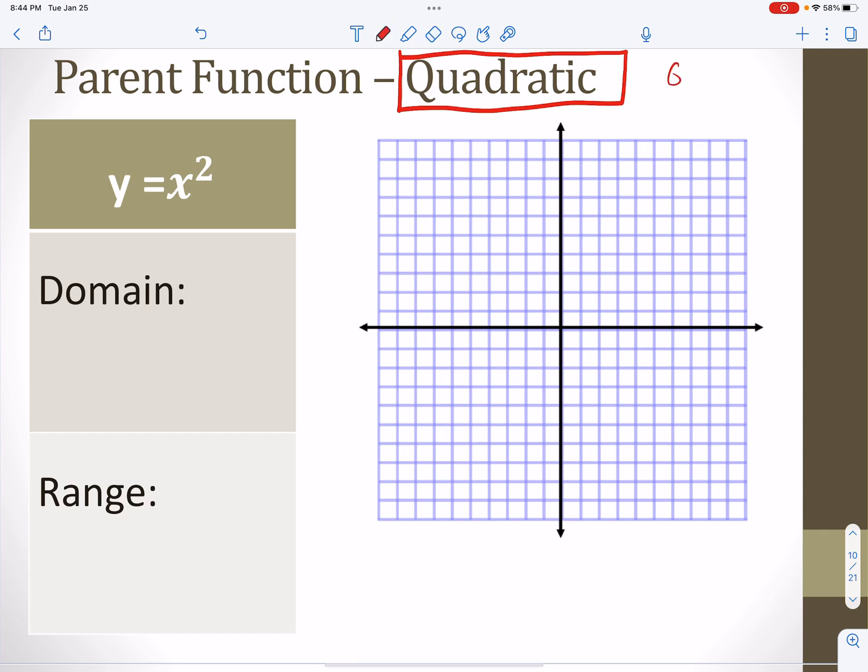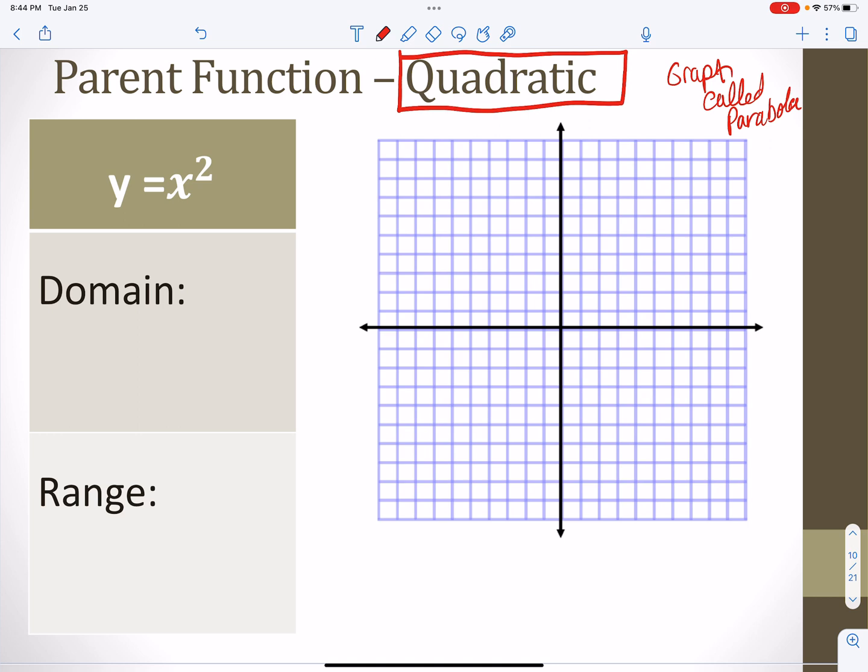So I'm going to write that over here. The graph, and these are your notes, so you can write whatever you want, is called a parabola. So if I ask you to name the function and you say parabola, I will take off. The name of the function is quadratic. The graph is called a parabola.